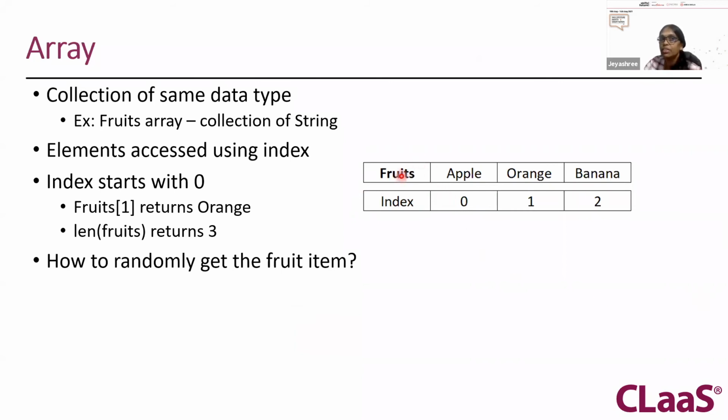For example, consider fruits. Fruits is an array. It is going to have different items like apple, orange, banana. So how do I access them? For that, we use an index to identify each and every element there. So it is going to be 0, 1, and 2. The index always begins with 0. When you say fruits of 1, it is going to return the element at index 1. If you ask what the length is, how many elements are there, then the length function helps us. These are the functions defined. Okay, I don't want them in a sequence. I want to pick something randomly. So how do we do that?